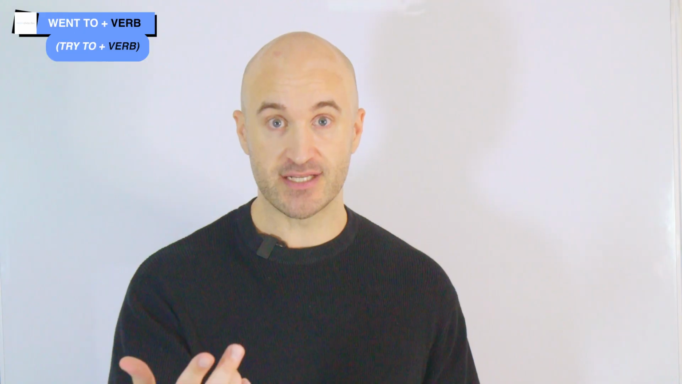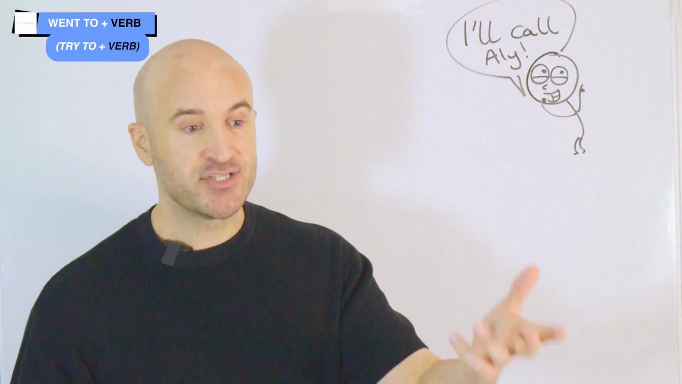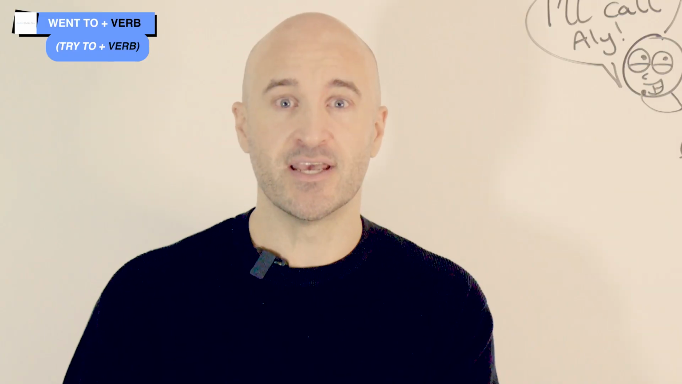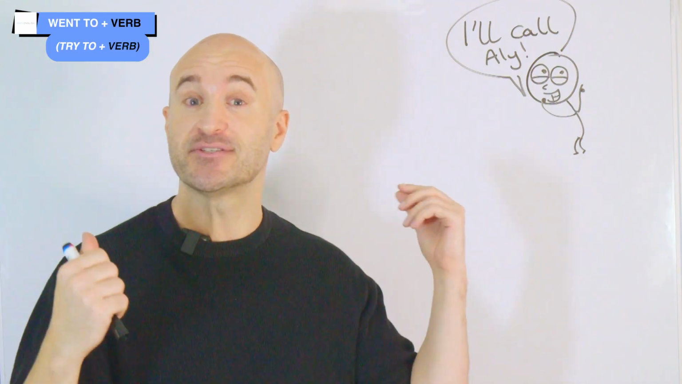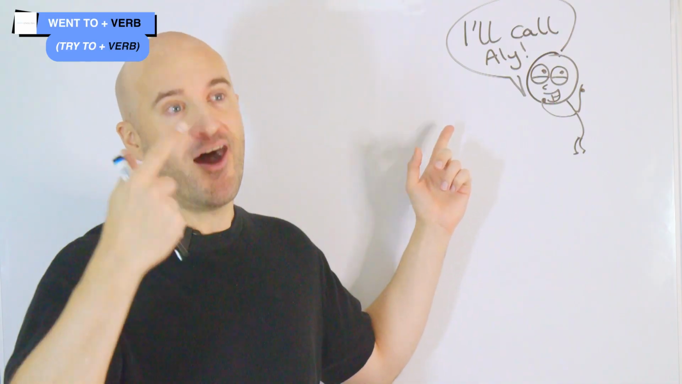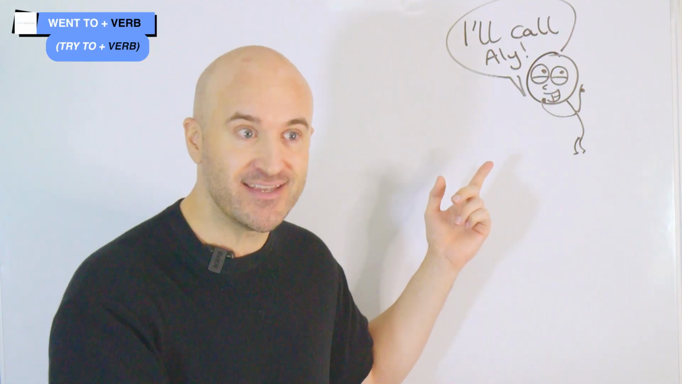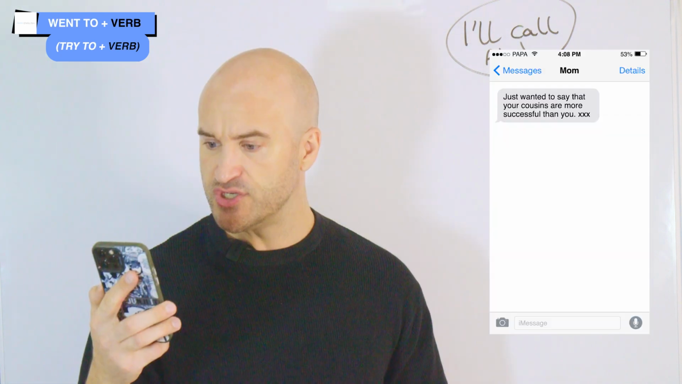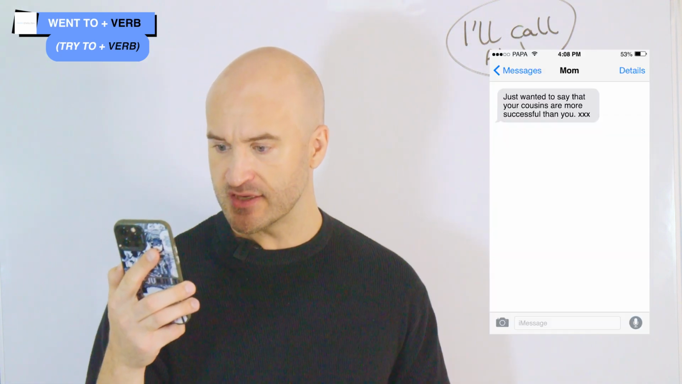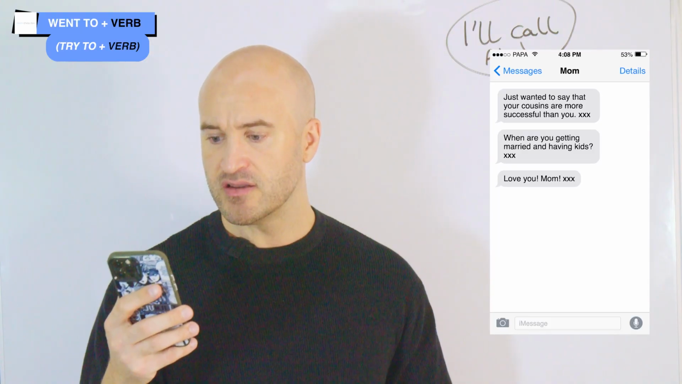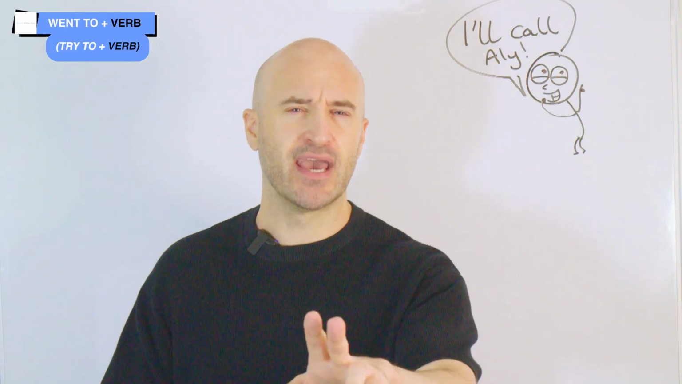Okay, so we can practice this together right now. Imagine that yesterday was my birthday. Don't worry, it wasn't, but imagine yesterday was my birthday and you thought, "Oh, it's Ali's birthday. I'll call Ali and say happy birthday." But then suddenly you get a message on your phone. "Just wanted to say that your cousins are more successful than you. When are you getting married and having kids? Love you, Mom." You forget my birthday. It's okay, I forgive you.